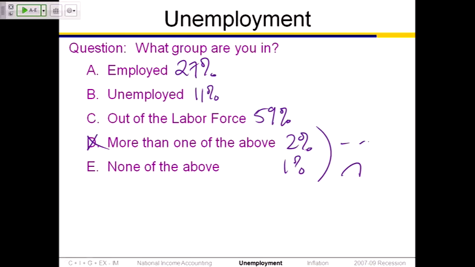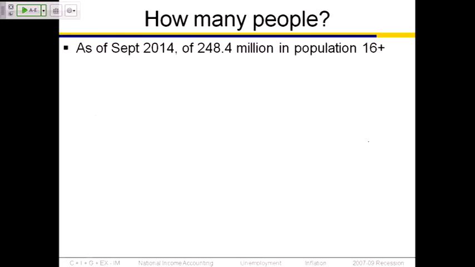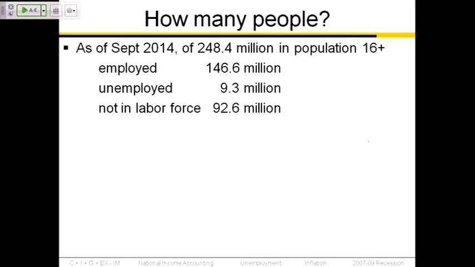Okay? All right. So what about for the country as a whole? For the country as a whole, as of last month, we had 248.4 million people ages 16 and over in the population. Of those 248.4 million, 146.6 million were employed, 9.3 million were unemployed, and 92.6 million were not in the labor force.